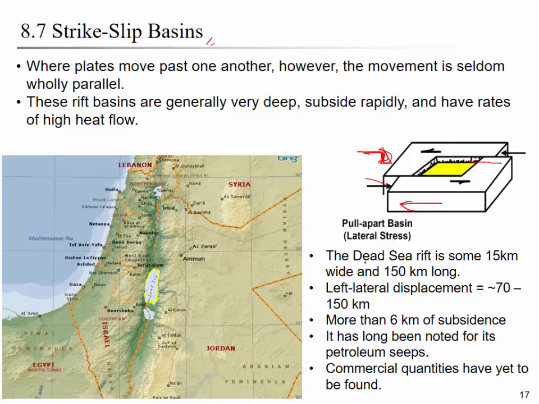One example is the Dead Sea rift here. And it's about 15 kilometers wide and 150 kilometers long. And petroleum seep.